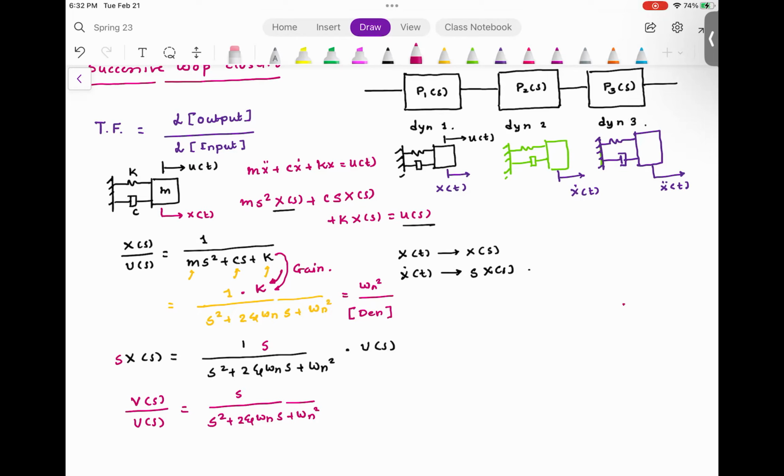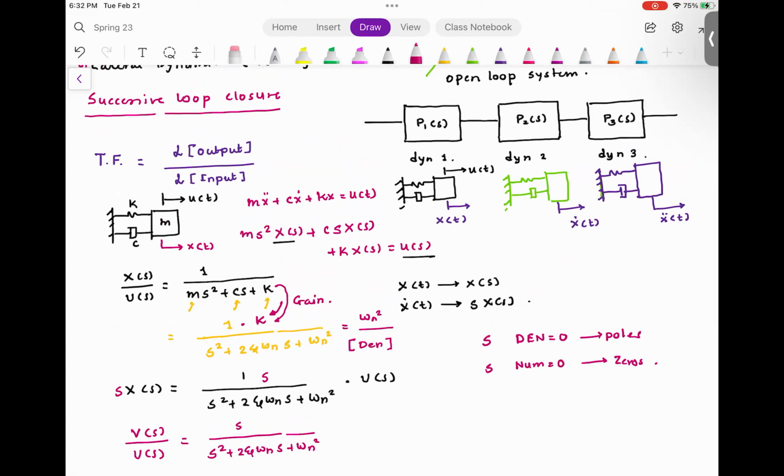And this is an important definition. For s, when the denominator is 0, they are poles. And for s, when the numerator is equal to 0, they are called zeros. Are you with me? With this background, we are ready to handle successive loop closure.